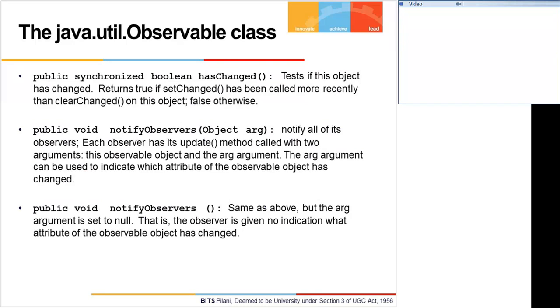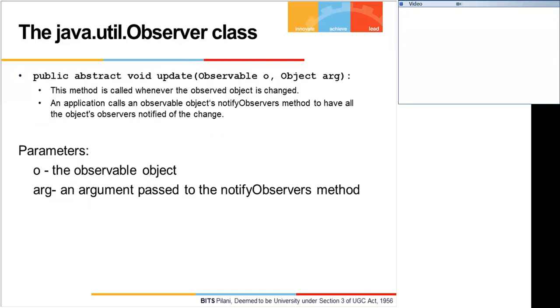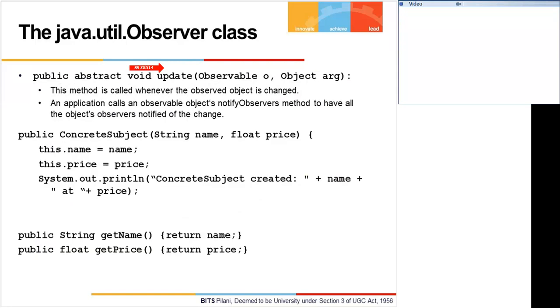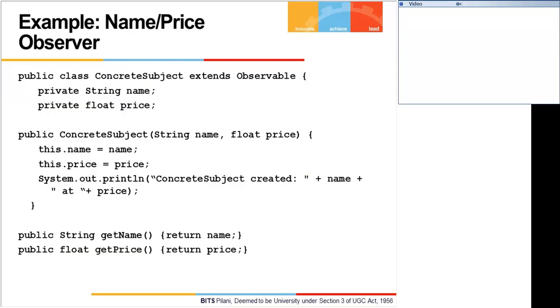Then there are methods has changed, notify observers without an argument, so that it iterates over all the existing observers and notifies them, right? So you can go through this documentation. Then the observer has the update method, right? I'll just quickly show you the implementation.